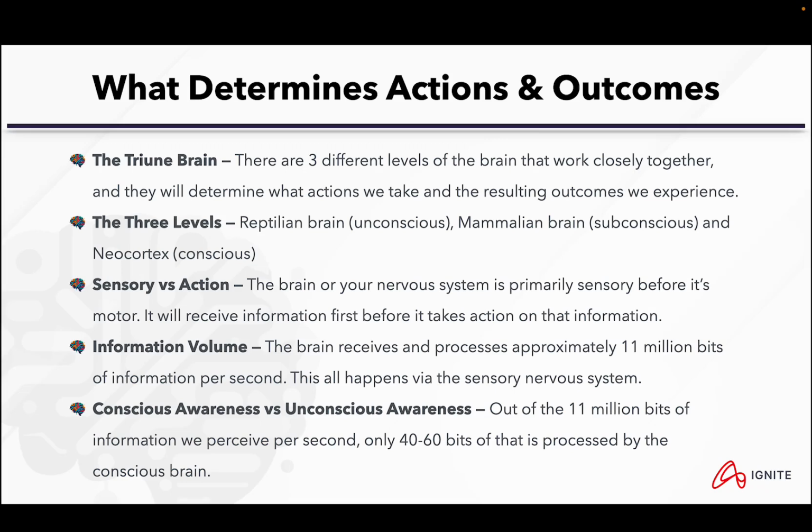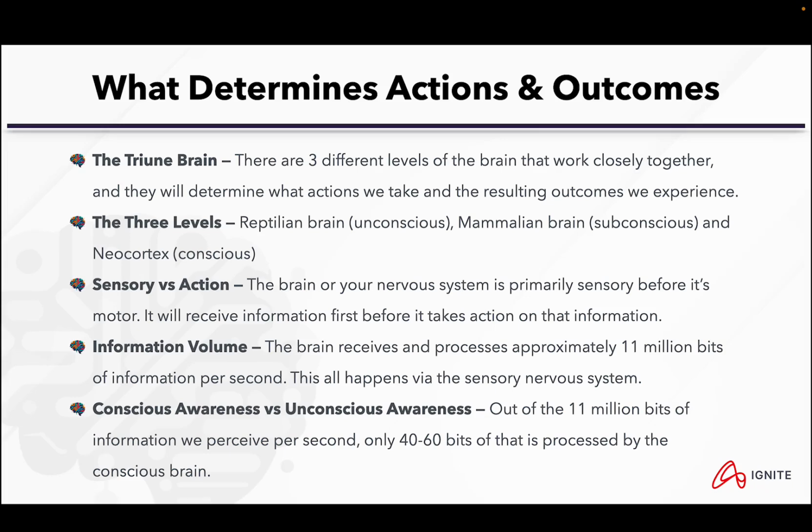We're also going to consider how much the brain actually takes in information-wise. So the information volume of the brain. The brain receives and processes approximately 11 million bits of information per second. That's a lot of information. This all happens via the sensory nervous system. So it comes in all through the sensory part of the nervous system. So it's your main 5 senses, but there's a whole bunch of other senses that are included in this that work together to help this all happen. Those would be senses like vibration and temperature and pressure and electromagnetics and so on.